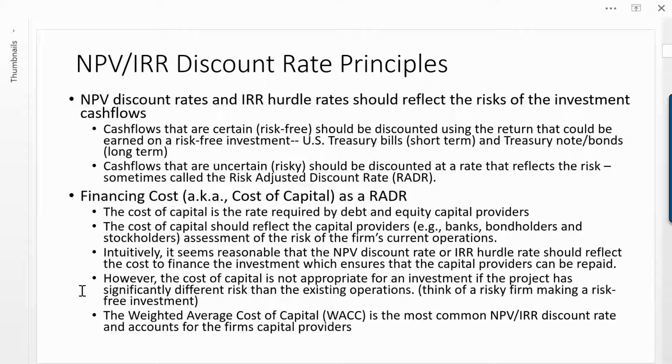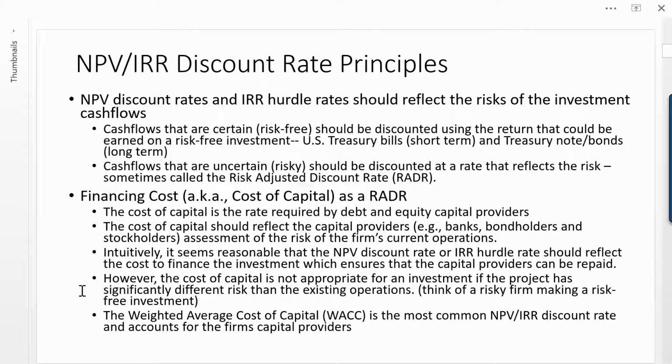The cost of capital is not appropriate for an investment if the project has significantly different risk than the existing operations. For example, if Walmart is looking at launching another store in America, you could probably use the cost of capital for Walmart. In other words, look at current bondholders and lenders to Walmart and stock owners of Walmart and see what return they require, because that return is going to reflect the risk of Walmart's current operations. Then use that discount rate to evaluate whether you're going to open up that new store.